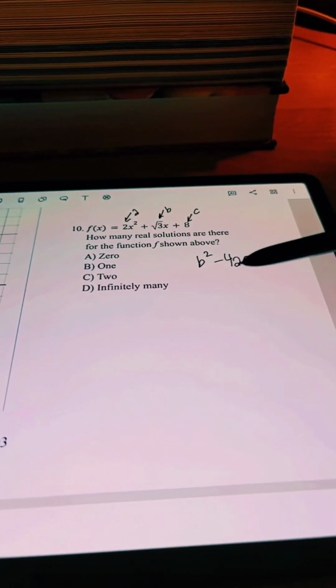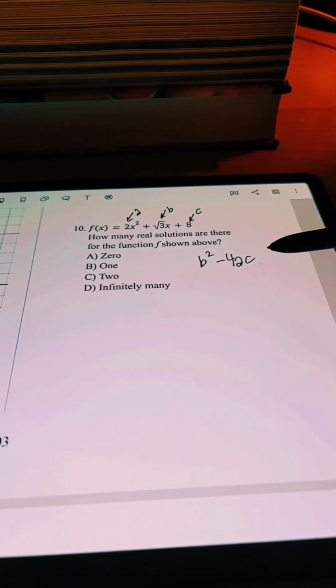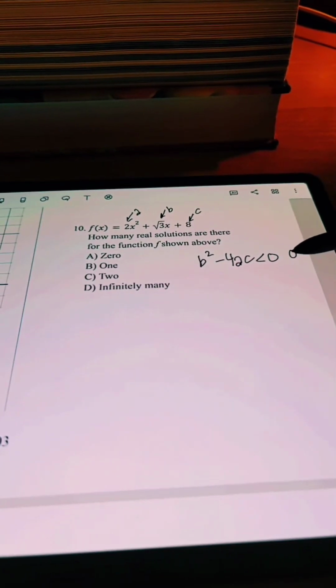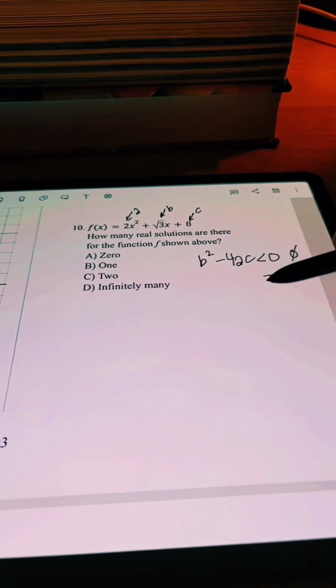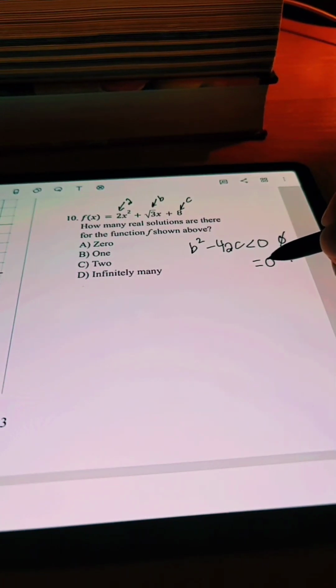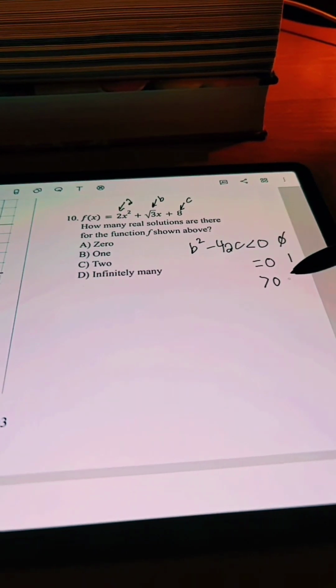Then based on what type of value you get from this formula, if you get a negative value, something less than 0, that means there are no real solutions. If you get that it's equal to 0, that means there is one real solution. And if you get a positive value, meaning something greater than 0, then you have 2 real solutions.